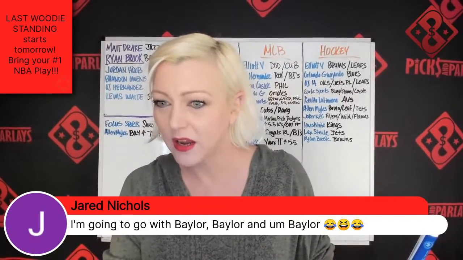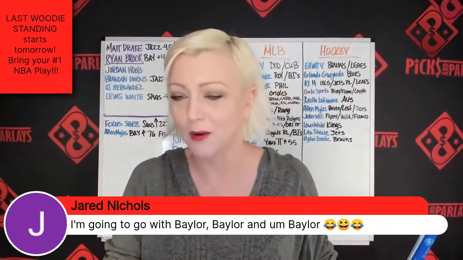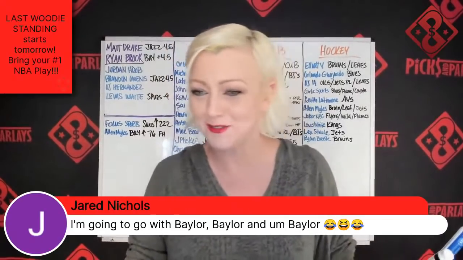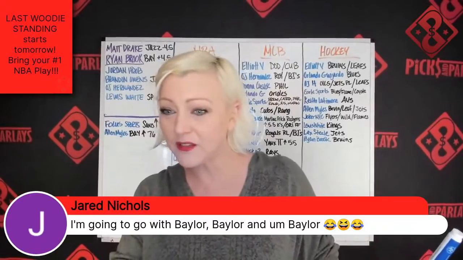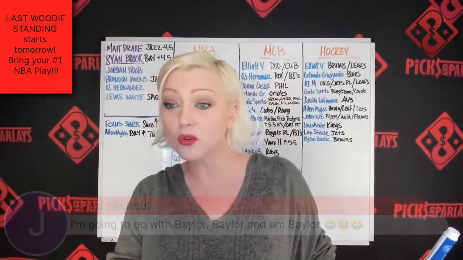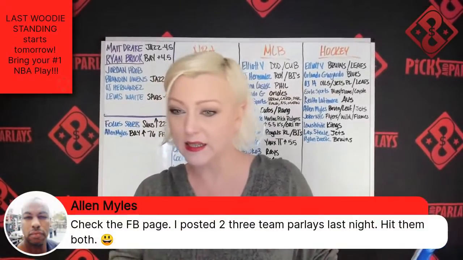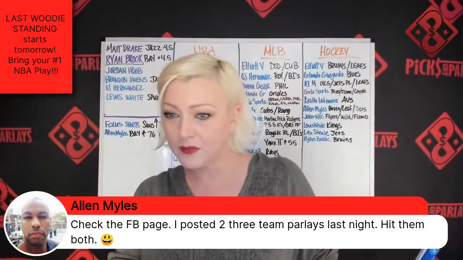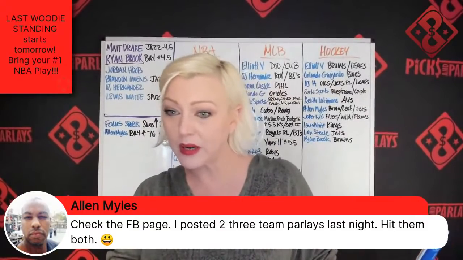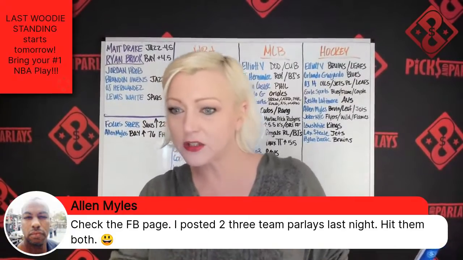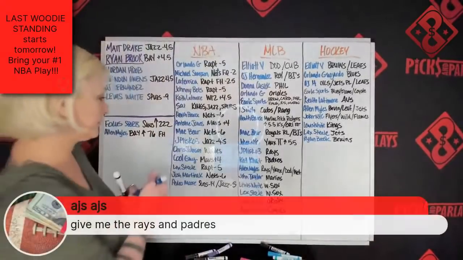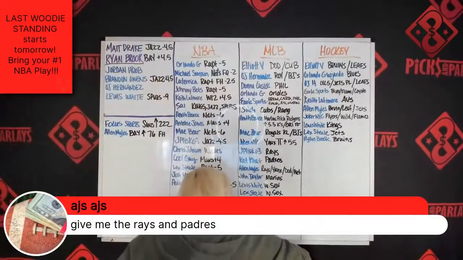Okay, today, okay, with Ryan's national championship pick. Okay, good deal. Hopefully we'll get a winner out of you too. Hopefully we will. Jared's going to go with Baylor. Check the Facebook page. He posted 2 3-team parlays last night, and he hit them both. I mean, Gonzaga's undefeated, but they all got to go some. Yeah, you can't. They're not trash, Jared. Let's not be crazy. AJ's going with the Rays and the Padres. I'm getting low on baseball here.